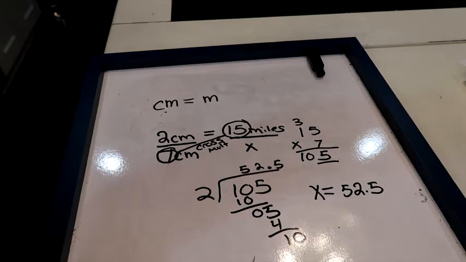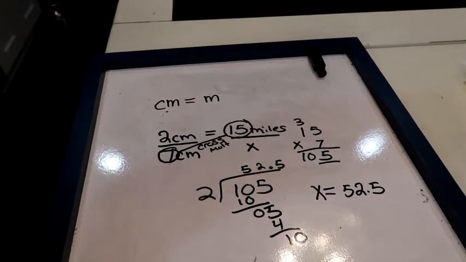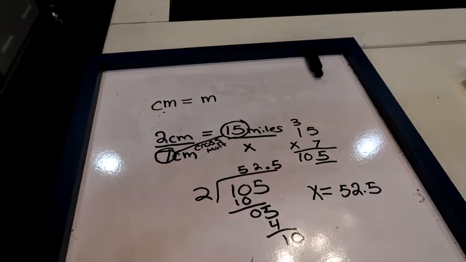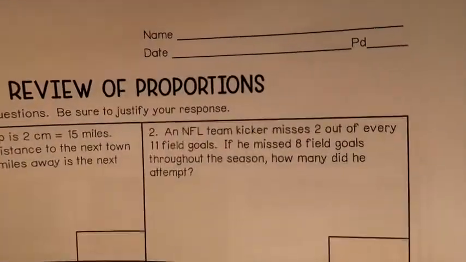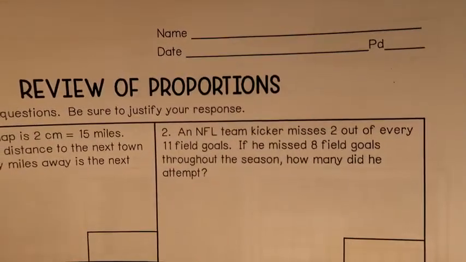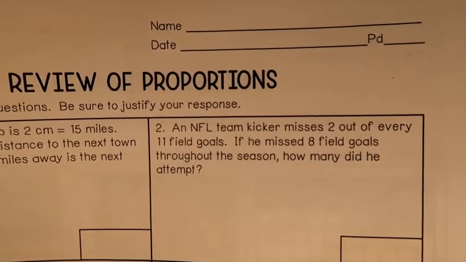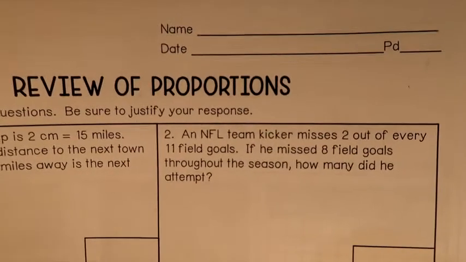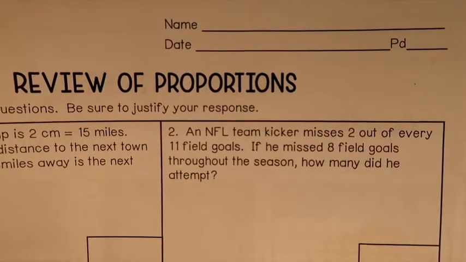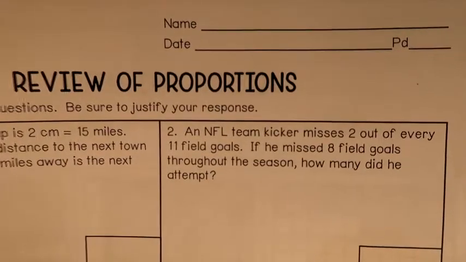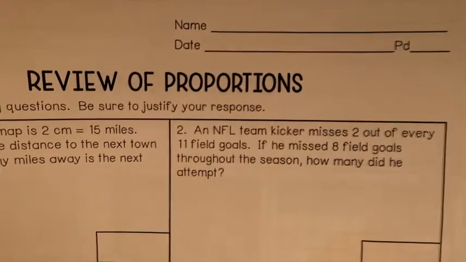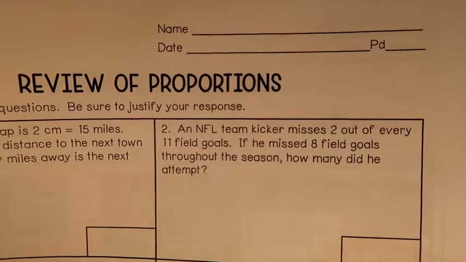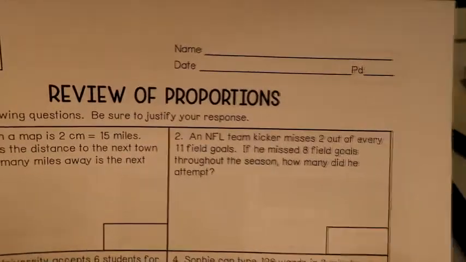All right, I'm gonna erase this. This is what your answer should look like. So I'm gonna erase it and I'll come right back. All right, clean board. Number 2, for all you football fans, an NFL team kicker misses 2 out of every 11 field goals. If he misses 8 field goals throughout the season, how many did he attempt? That means how many field goals did he kick throughout that whole season, right?